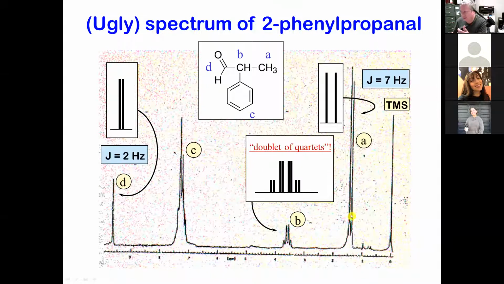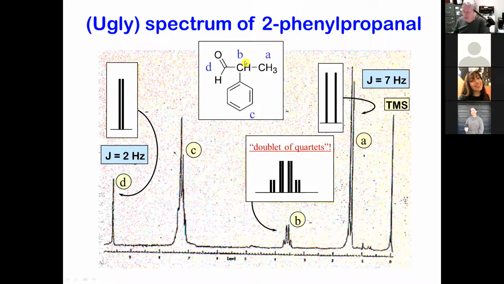The CH3, which is A. That is also a doublet because it has a single neighbor, right? 1 plus 1 is 2. Doublet. And its J value is 7. So that's the default J value. That's the normal J value, right?